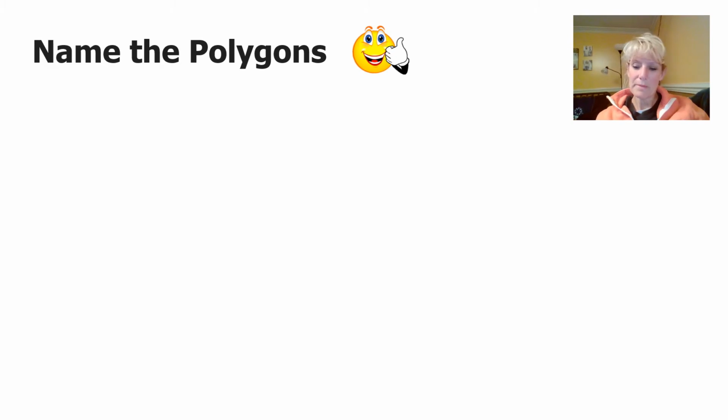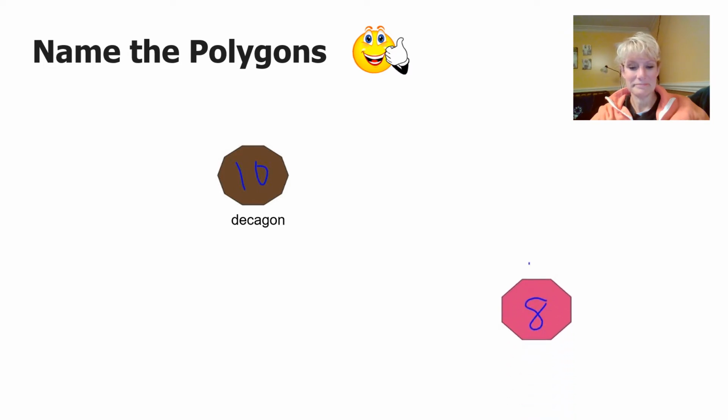So I'm going to pop in some polygons here, and I'm going to tell you what they are in just a little bit, but try them on your own. All right, 10 sides and 10 angles. What do you think that is? Hopefully you said a decagon. 8 sides and 8 angles. What do you think that is? Hopefully you said an octagon.